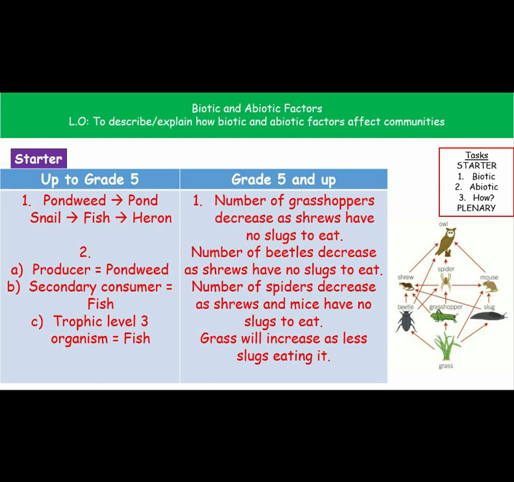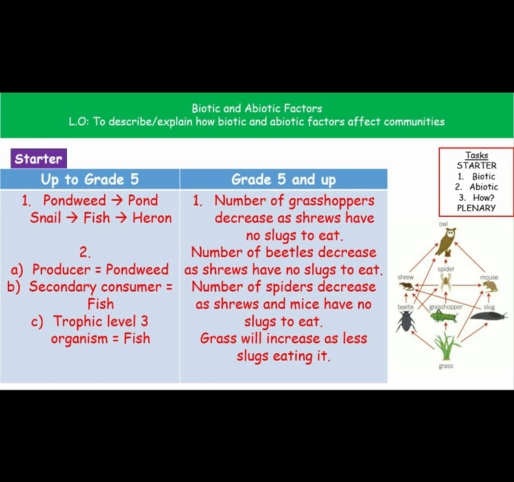For those who did the grade 5 and up, we were looking to see the impact of removing the slugs. So first thing we could have said is that the number of grasshoppers would decrease. Now that gets you 1 mark if you said grasshoppers decrease. 2nd mark if you said because the shrews have no slugs to eat, so they're eating more of them.